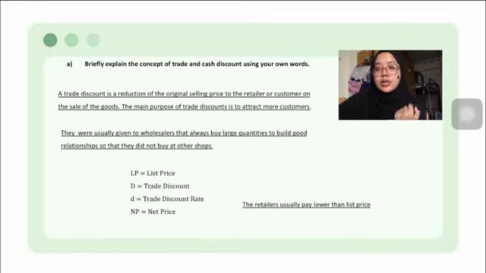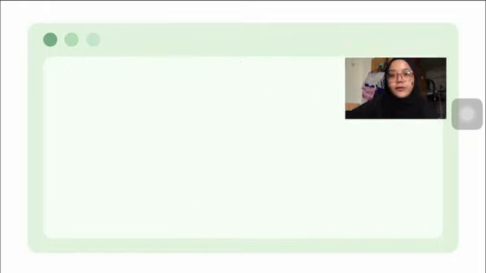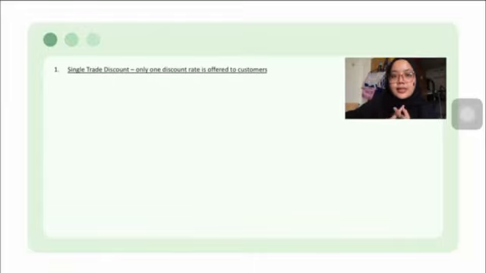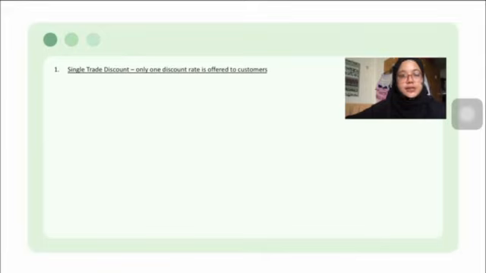Lastly, the retailer usually pays lower than the list price. There are 2 types of trade discount: first, single trade discount, and second, chain discount. Single trade discount means only one discount is offered to customers.